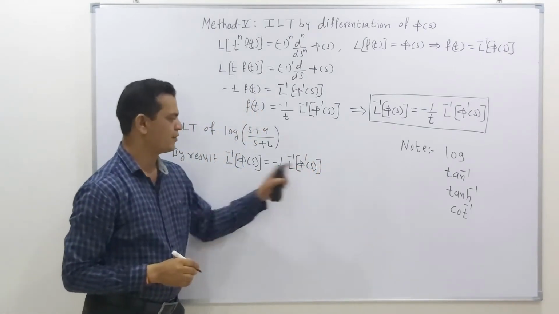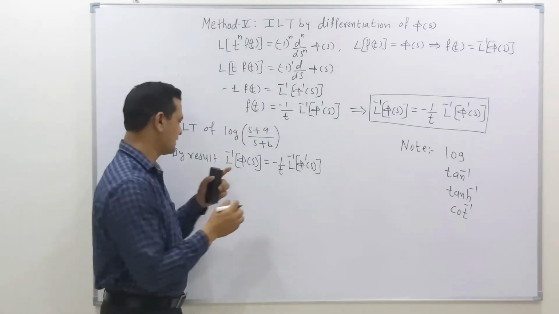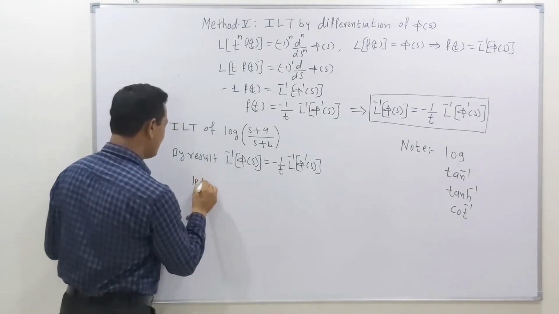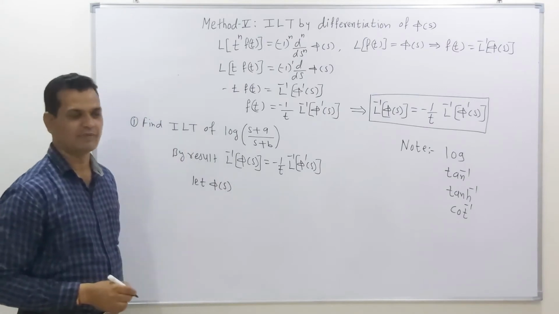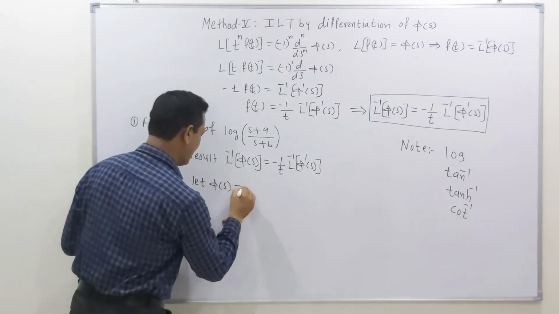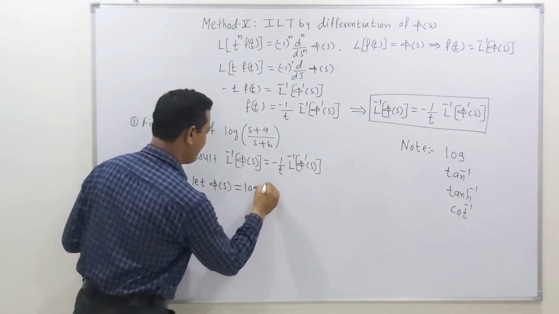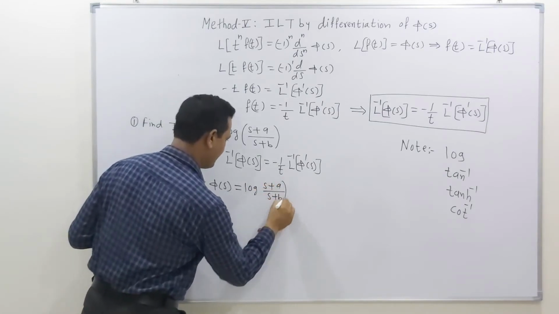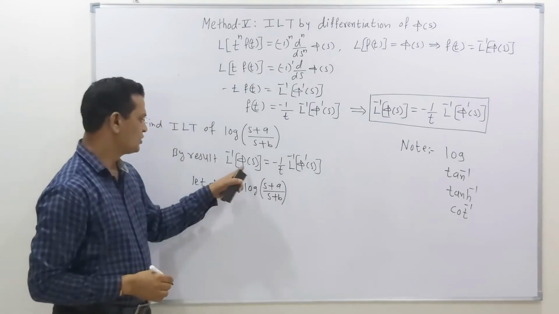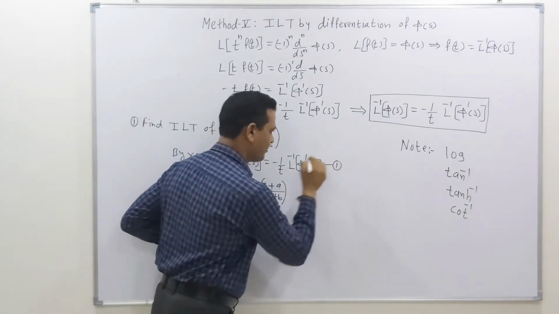Now our question is to find out the value of phi dash of s. So for this, let's denote the given example by phi of s. Let phi of s be equal to log of (s plus a) upon (s plus b). Now our aim is to use this formula. Let's call this equation number 1.